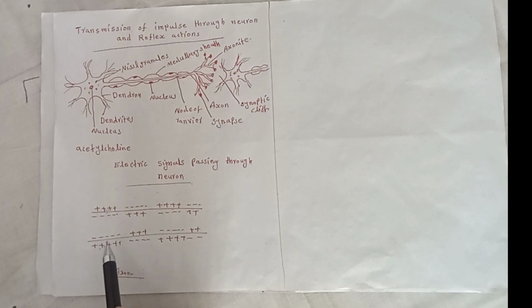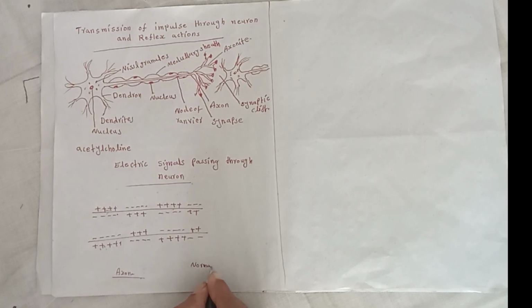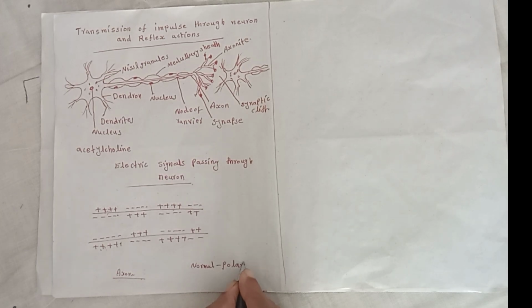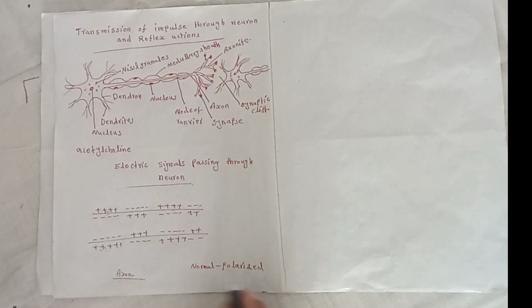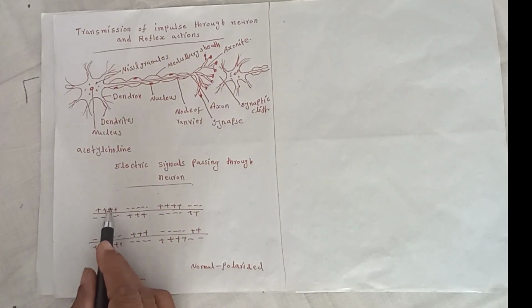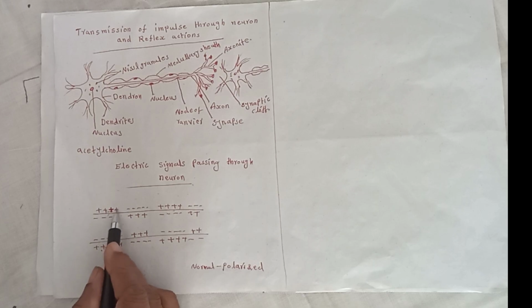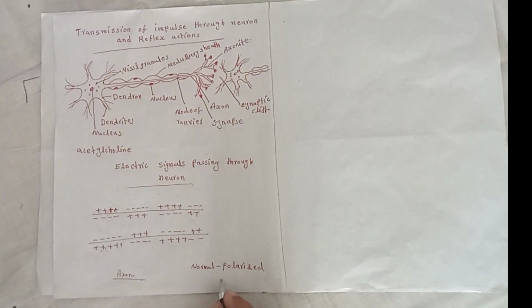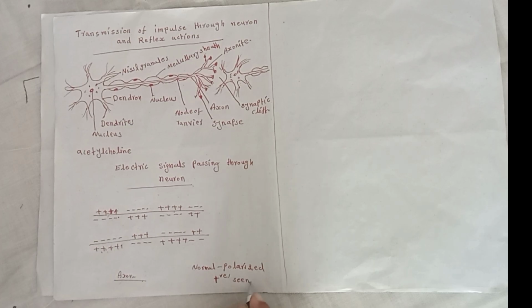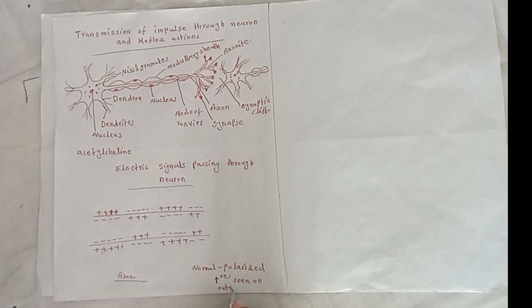In normal resting condition, the nerve fiber is said to be polarized. At a polarized condition, the positive charge is seen on the outer side.